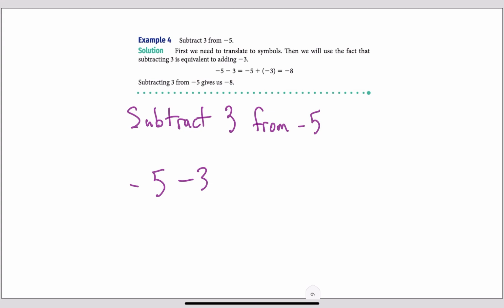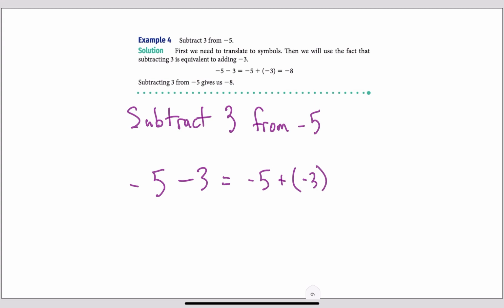Now in this case, I could think of negative 5 minus 3. Maybe it's not super clear exactly what I mean, so let me rewrite this as an equivalent expression. Instead of subtracting 3, negative 5 minus 3, I'm going to add the opposite. So instead of subtraction, I'm going to add. Instead of 3, it's negative 3.